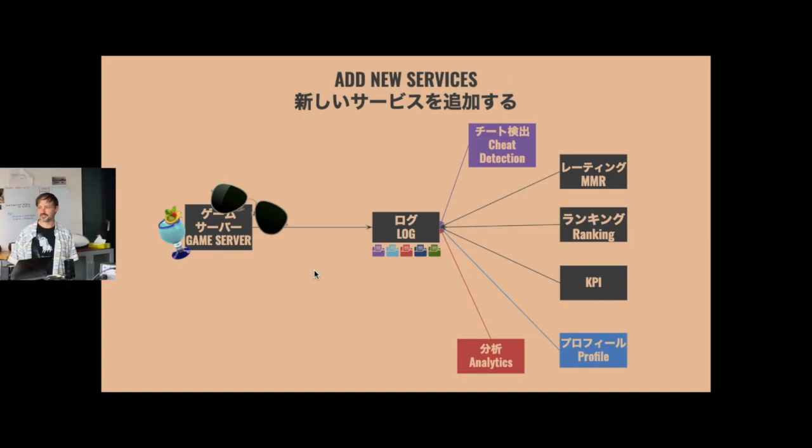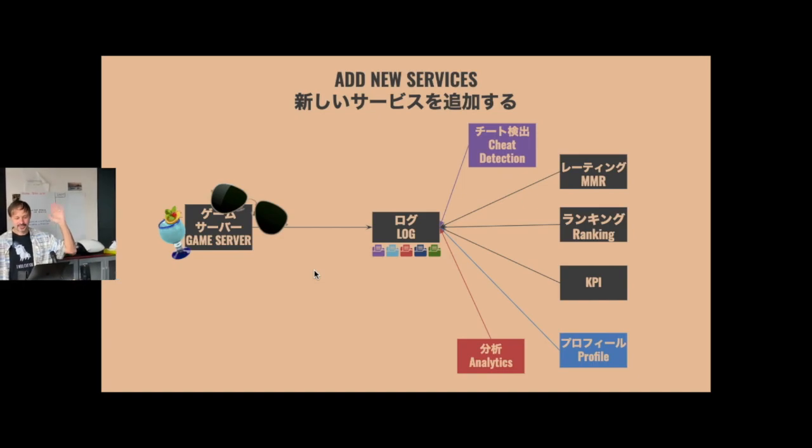We can add new services. We can add our profile service that we talked about before. It can just read from the log, and it can pick out, oh, this user played on this one, this user played on this one. It creates its own view of the world of what a user needs to know about these games ending. Analytics. What are the map win rates? Just read the log and start doing some simple math. Cheat detection. Machine learning magic.